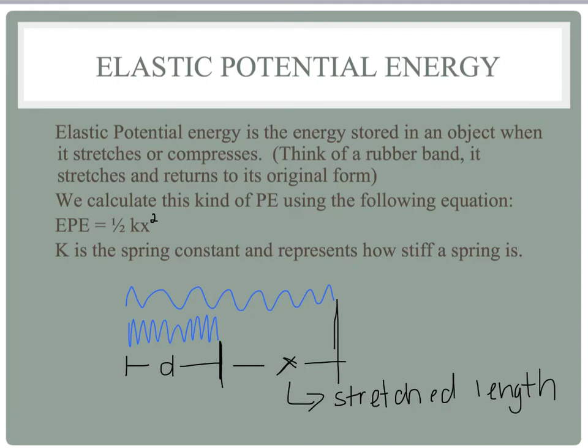When we're doing these equations, and we'll do an example a little later, you always need to remember to just measure the difference between the original length and the final length of the spring, because that is how we calculate elastic potential energy.